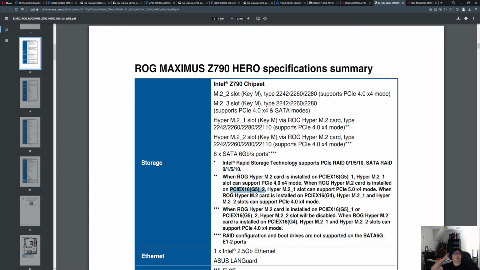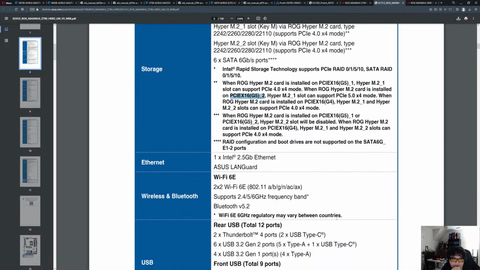Okay, I understand now. I didn't know that the Hyper M.2 card was a X8 card. I thought it was an X4 card. So now I understand what's going on. So now we can draw this out. Well, hold on. Let me look at what else we've got.